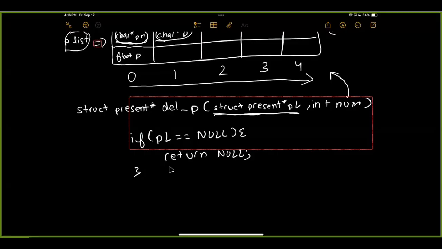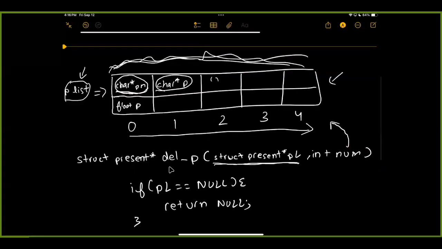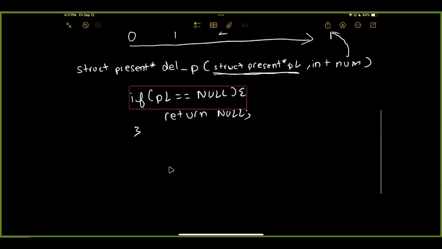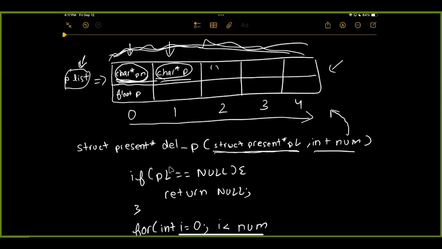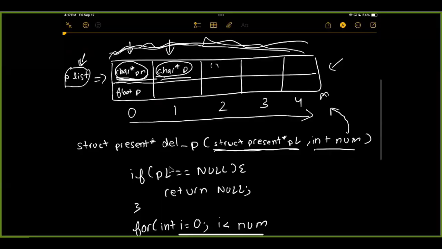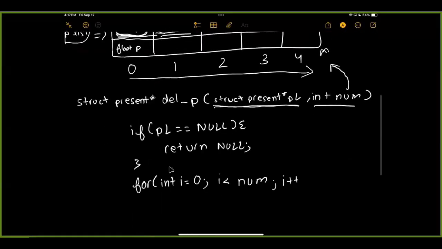Now what I want to do is loop through this whole array, go to each and every index, and free the character array, because it is a dynamic character array. Once I've done that, I will come back and return the pointer PL itself. So I'm just going to run a for loop for int i equal to 0, i is smaller than num. Num here represents the number of items there are in the list, and then i plus plus.